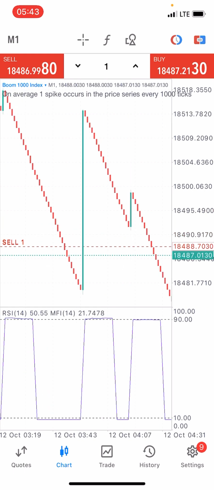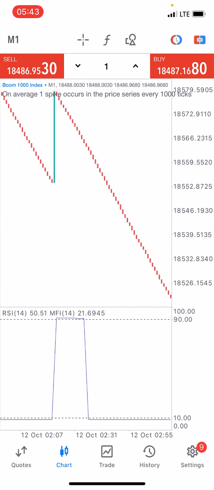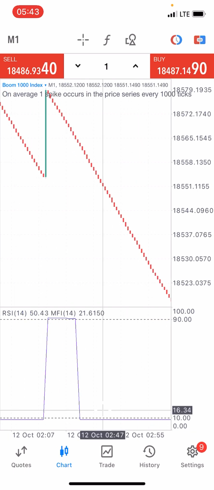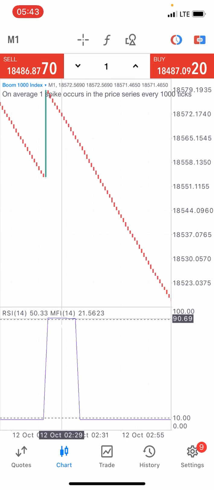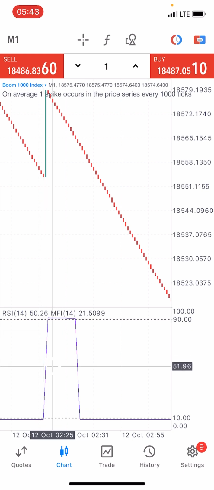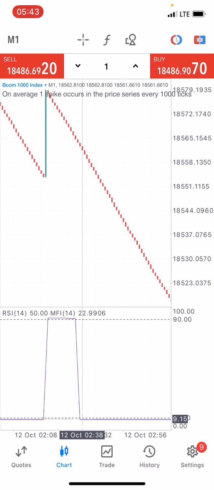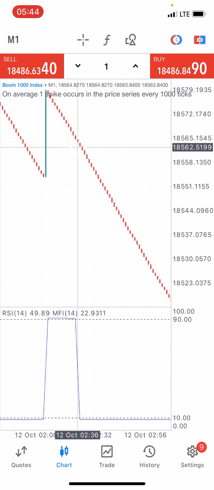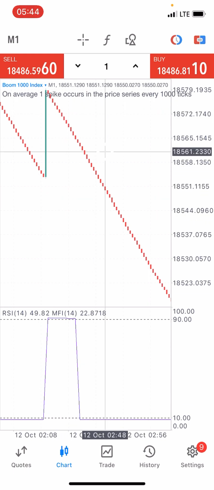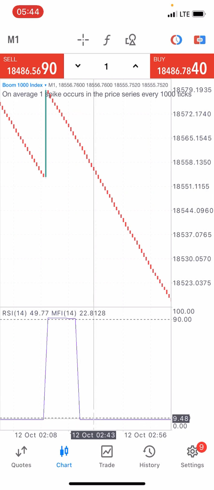Now let's revisit some positions. Take a look at this. This is the boom. Once it got to the overbought region, after it had gone all the way up here, it rolled all the way down here, gave us so many ticks, which is here, till it came down to level 10.